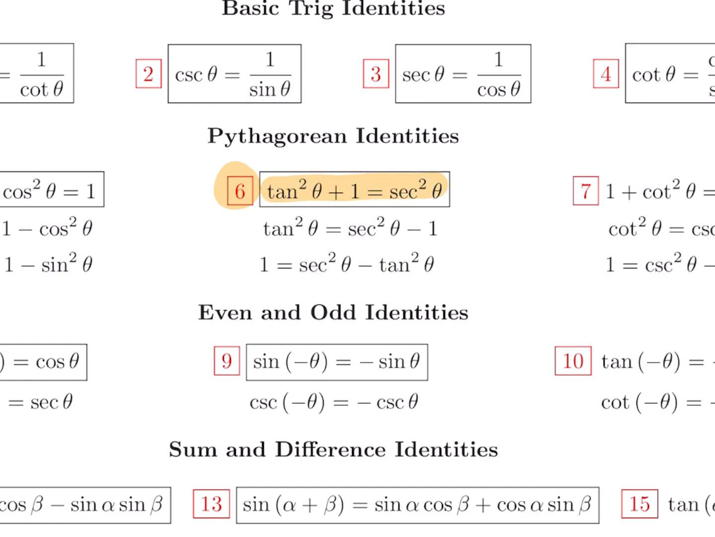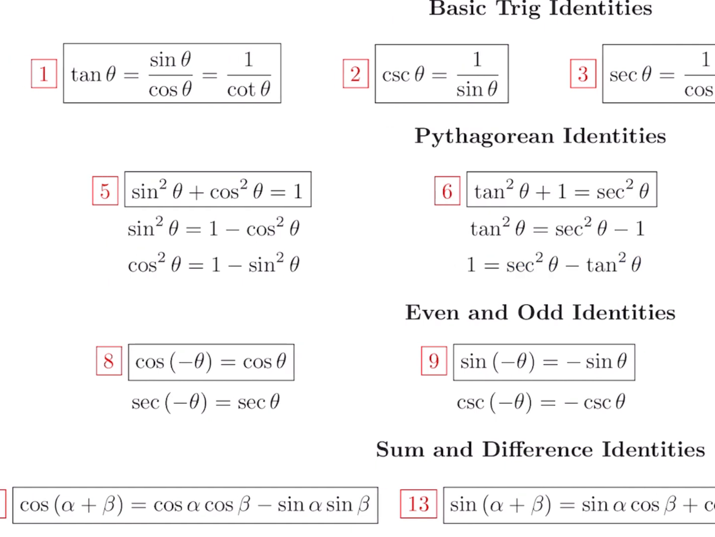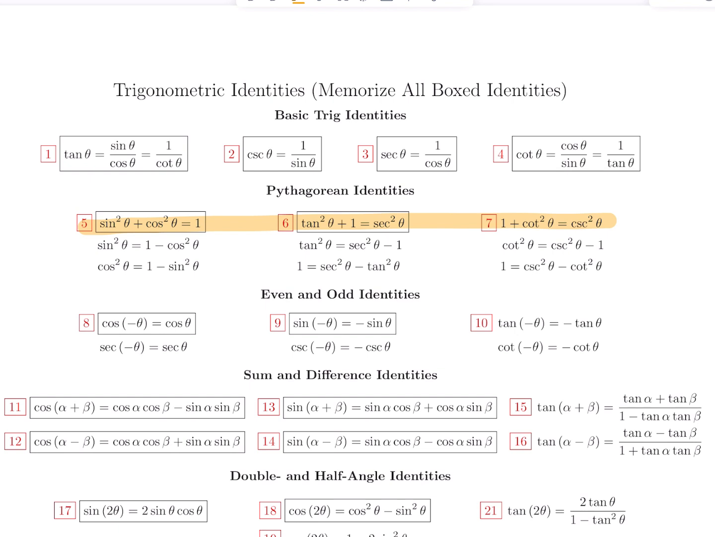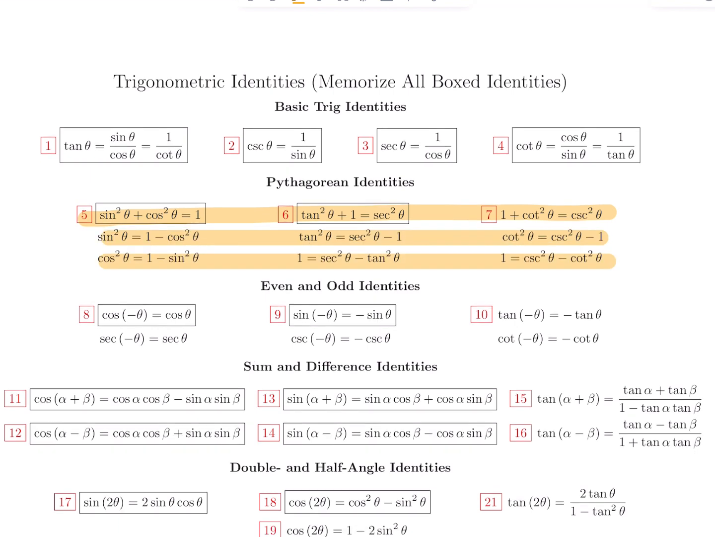Or if you take identity 6 and subtract tangent squared from both sides, you get this variant. Also identity 5, which is the traditional Pythagorean identity, you can subtract cosine squared from both sides to get this variant, or you can subtract sine squared from both sides to get this variant. And this collection of 3 identities and their variants form the class of identities that we call the Pythagorean identities.